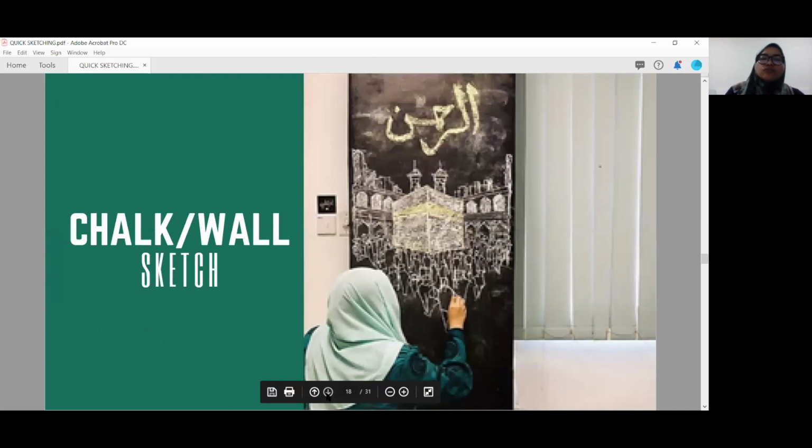I even do chalk or wall sketch. This is in my office. So I painted one of the beams in my office with chalkboard paint, so I can sketch with chalk whenever I'm bored or I have free time at work.